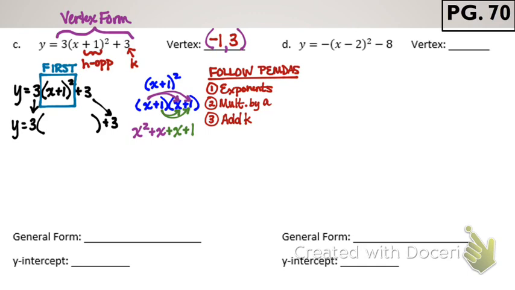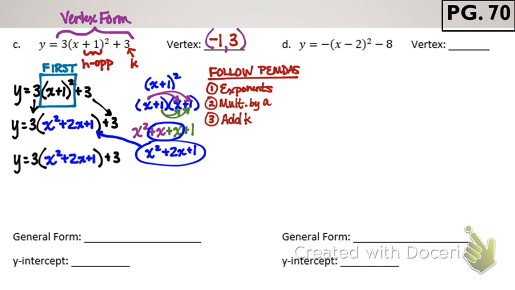Is there anything I can combine together? x and x. So I get x squared plus 2x plus 1. This is what goes inside these parentheses here. You guys okay with that so far? Okay, so that's the exponent step. That's the hardest step of this.